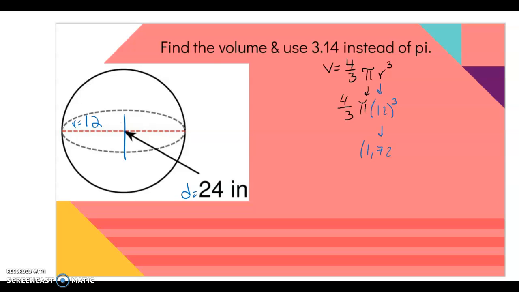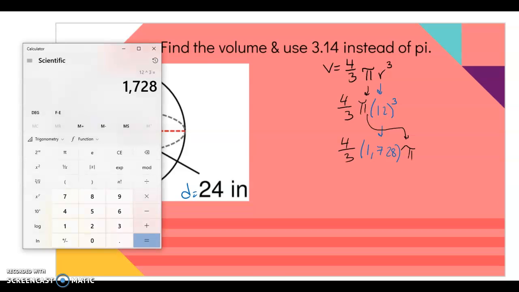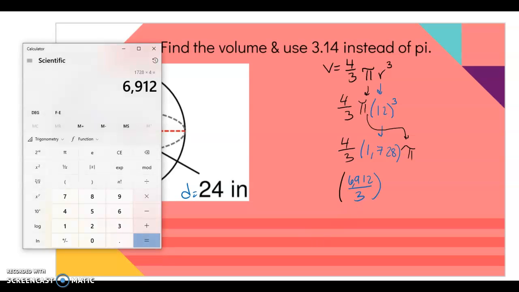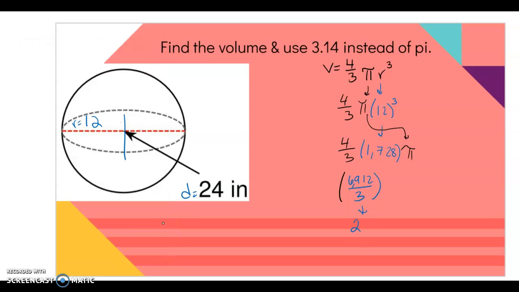And I'm going to move the pi to the back of the equation and deal with my 4/3 straight ahead. So again, multiply your number by 4. So 6,912 divided by 3. I get a nice number, 2,304. Well, that's nice. So now, again, multiply it by 3.14.